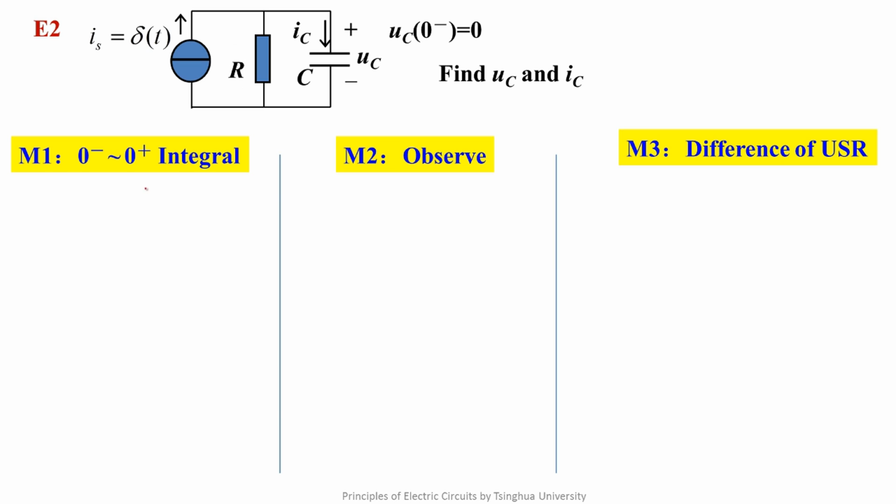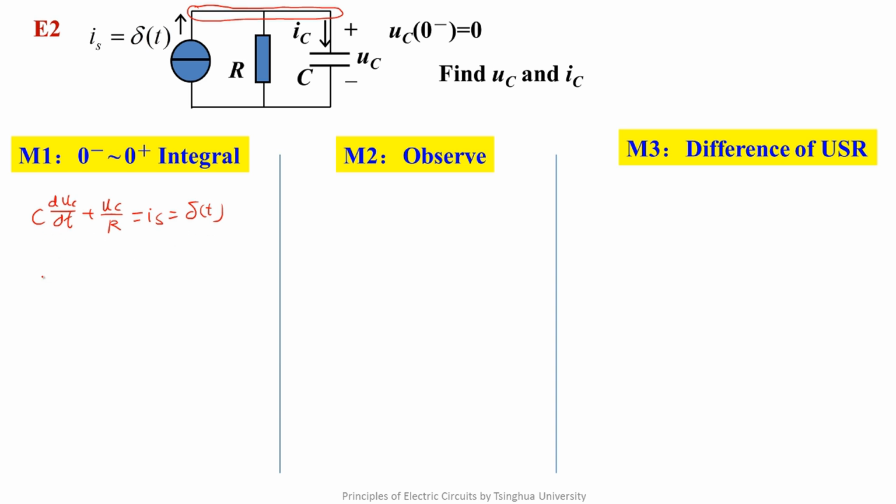Firstly, we solve the integral from 0 minus to 0 plus. To list the circuit's equation, we should list the KCL equation on this node. Then we know C times duc over dt plus uc over R equals Is equals delta t. This is the only equation we can list from the circuit.